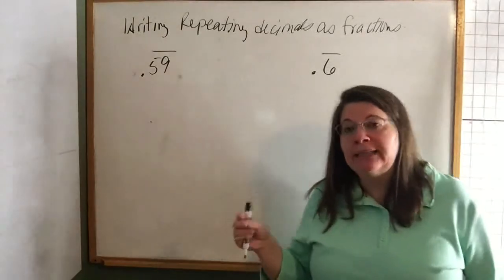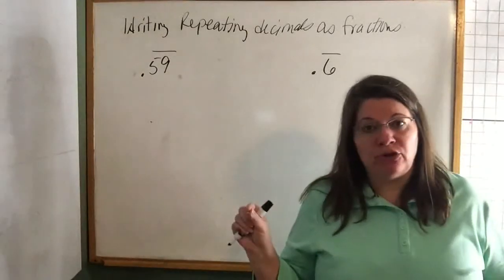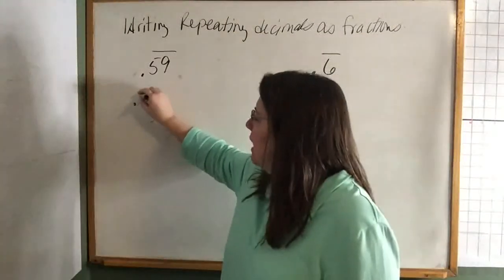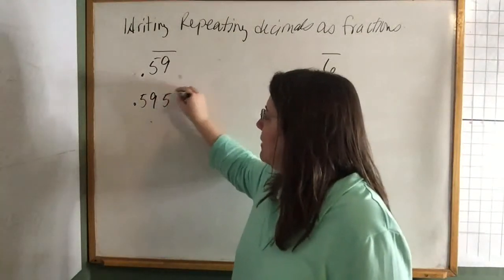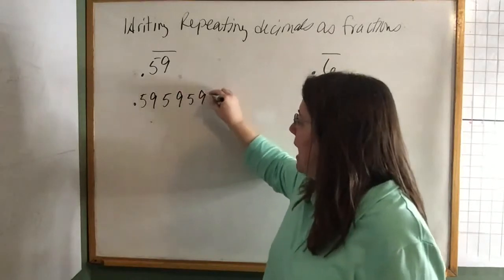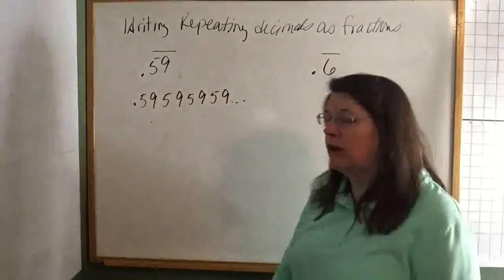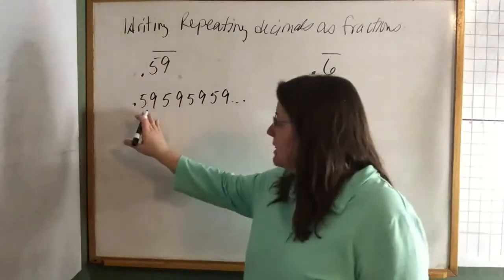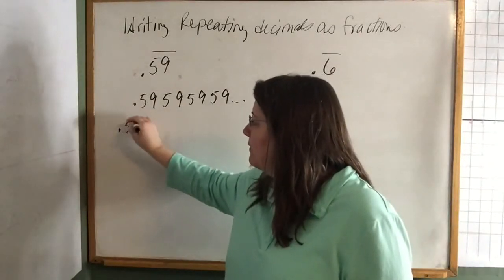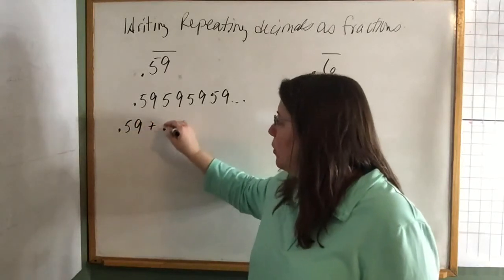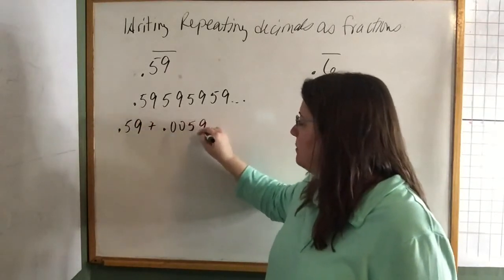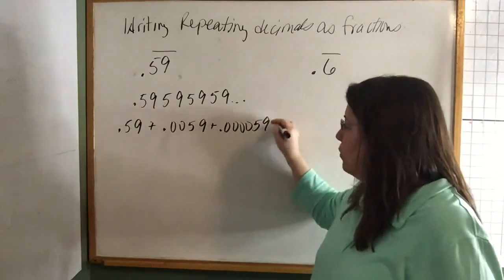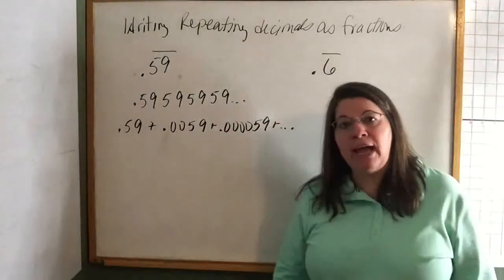Here's why repeating decimals are rational. If you think about what you have when you have a repeating decimal, you've got 0.59, 59, 59, and that pattern continues forever. Well, we can write that as a series. We can say that that is 0.59 plus 0.0059 plus 0.000059, and we can continue that pattern forever.